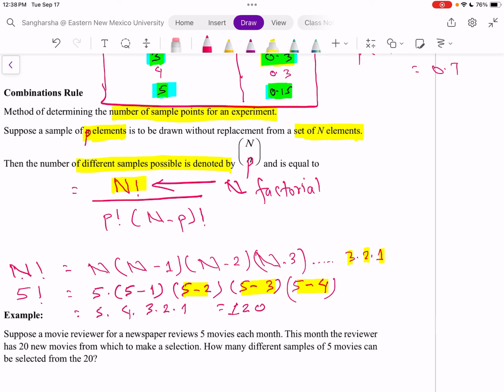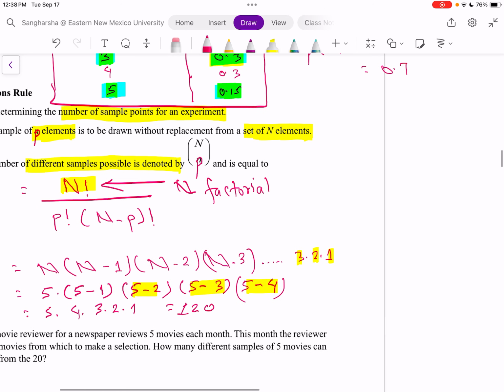So you are multiplying the number all the way down to 1, in descending order. For example, if you want to find 3 factorial, you multiply 3 all the way down to 1, so this is 6. If you want 4 factorial, you start from 4 and multiply all the way to 1: 4, 3, 2, 1, which is 24.